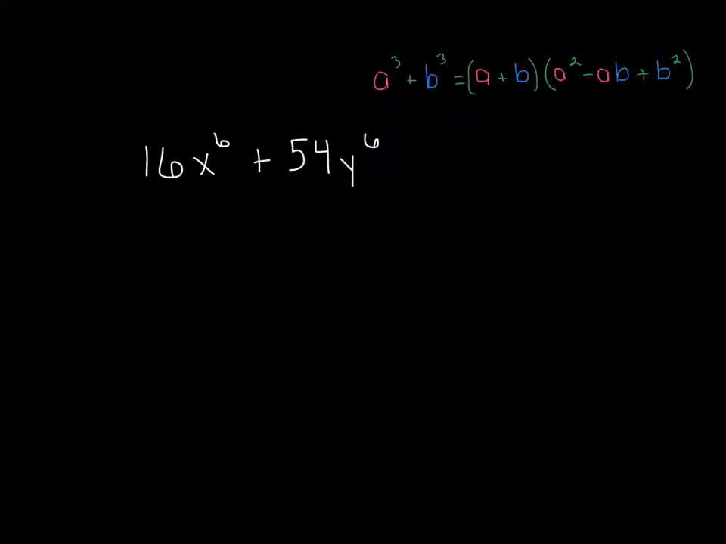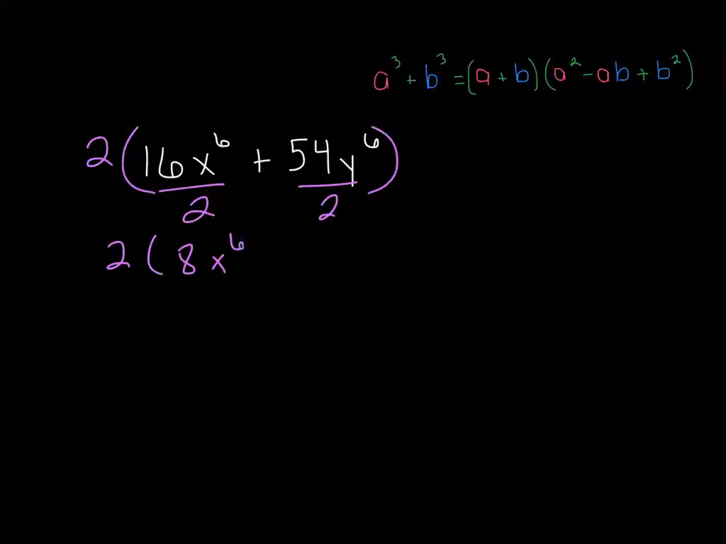Okay, it does not look like this is a sum of cubes, because 16 is definitely not a perfect cube. However, we do have a common factor, and you always want to start by taking that out anyway when you have one. 16 and 54 can both be divided by 2. So that gives you 2 times 8x to the 6th plus 27y to the 6th.